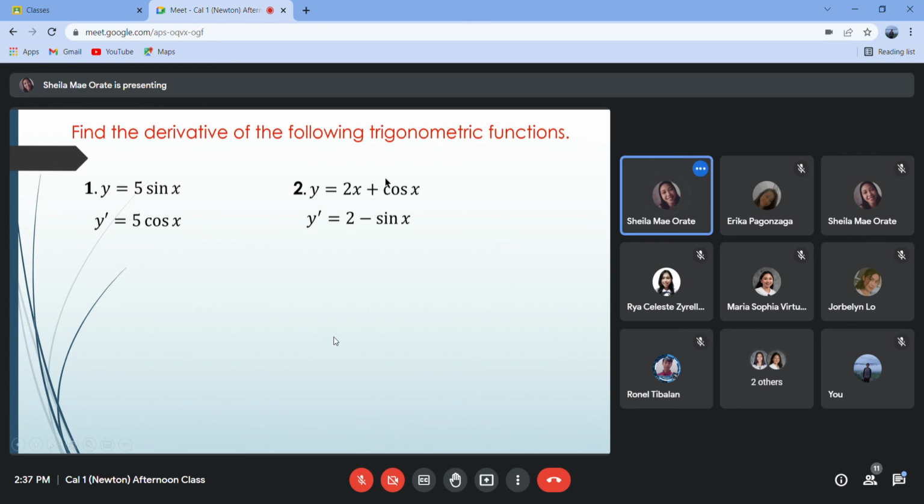So, i-apply natin ang sum rule. Get the derivative of 2x and the derivative of cosine x. So, we have 2 minus sine x, because the derivative of cosine x is negative sine x. How about sine x over 3? What do you think would be the derivative of our function here?